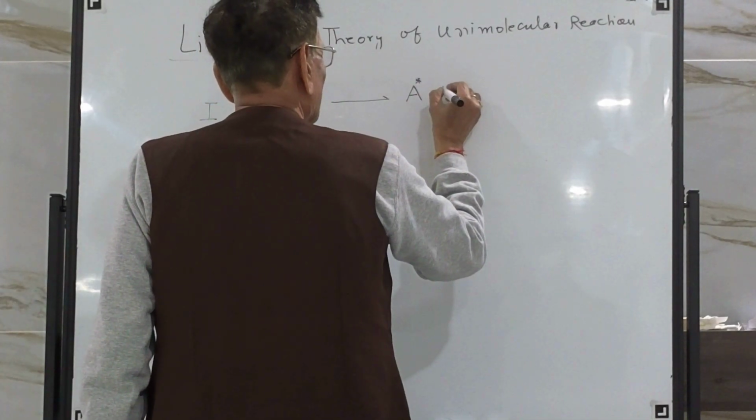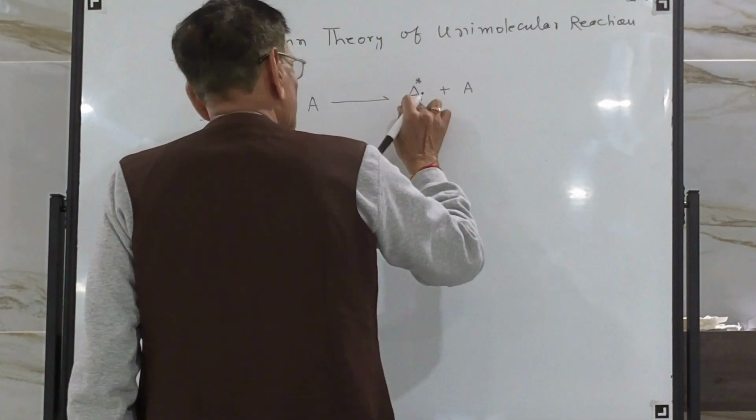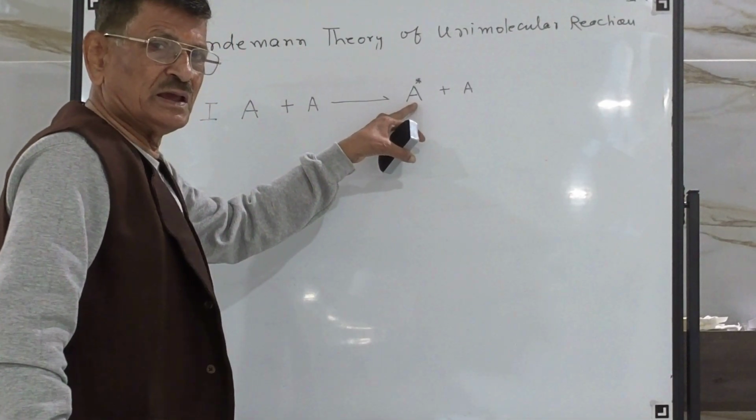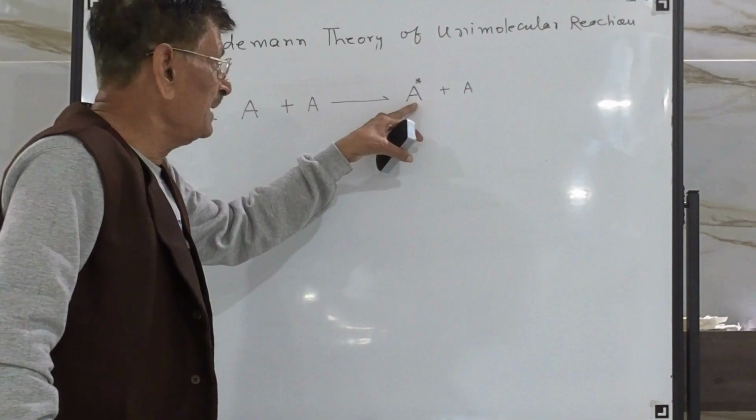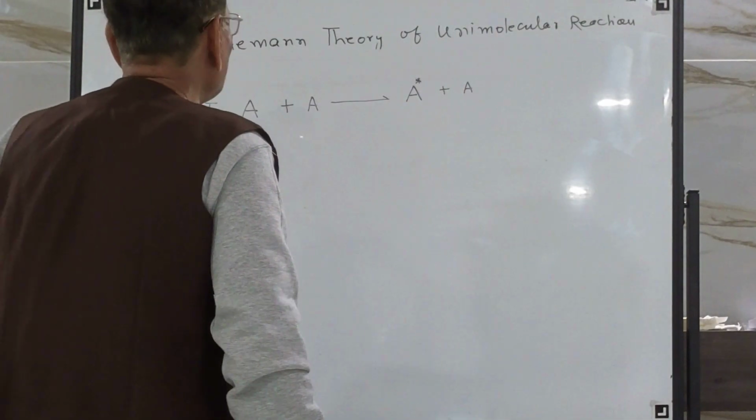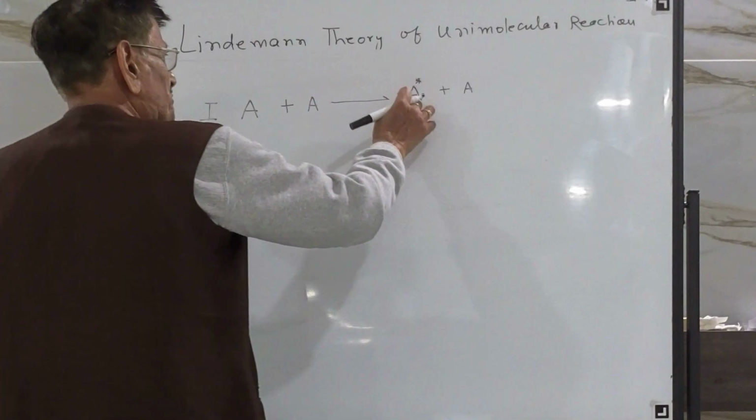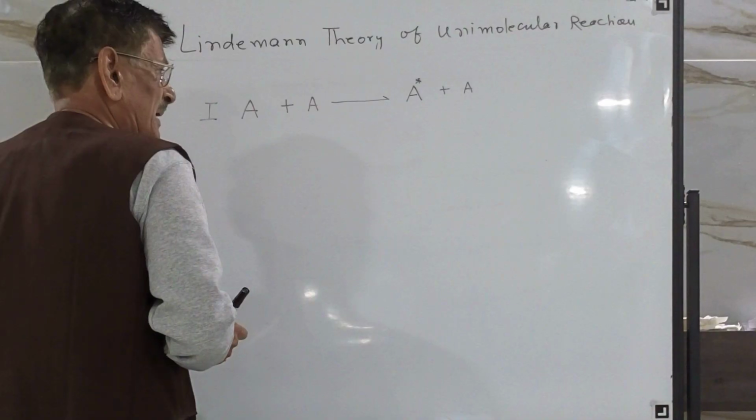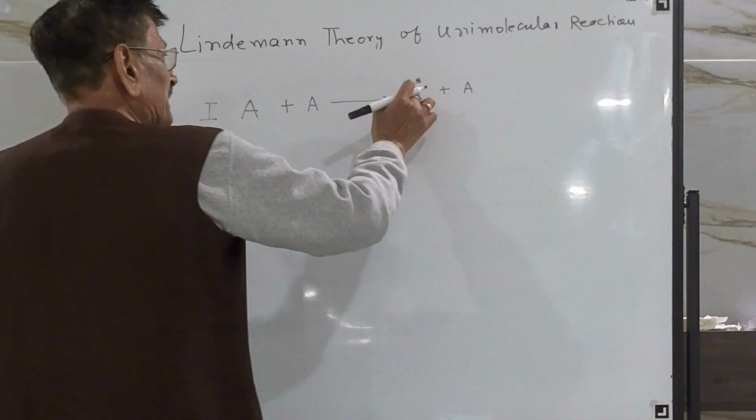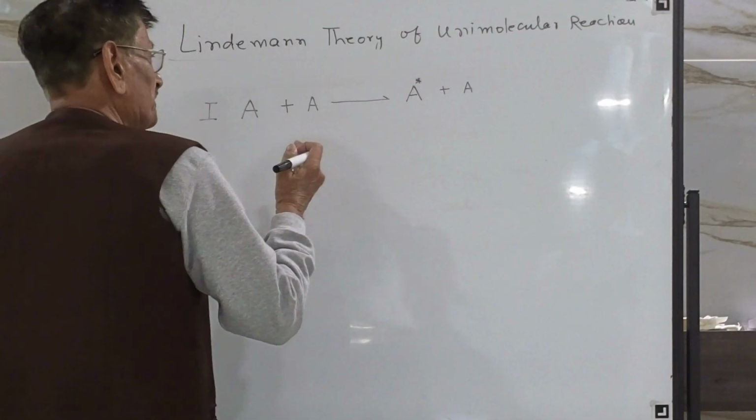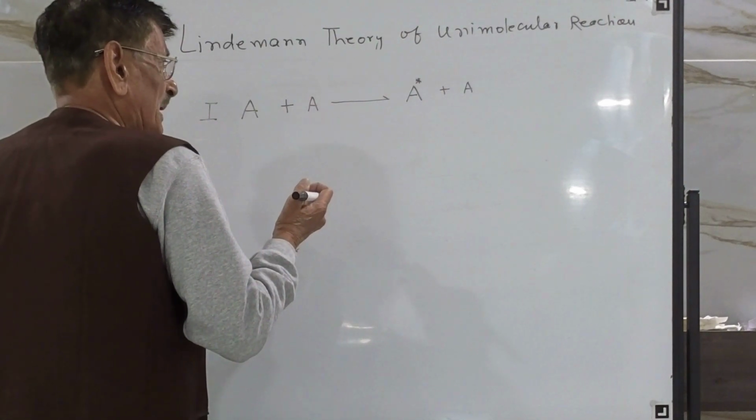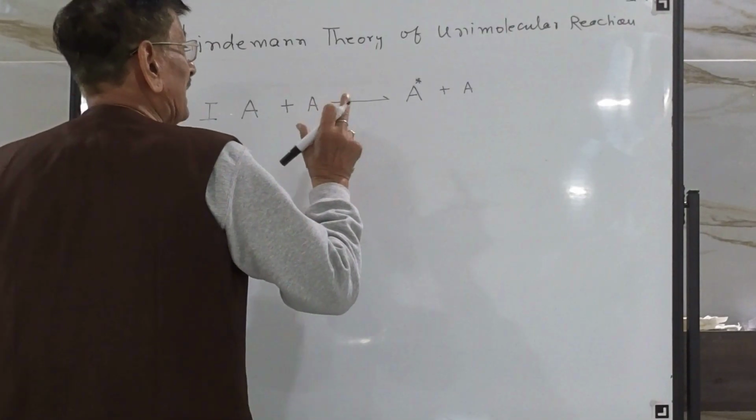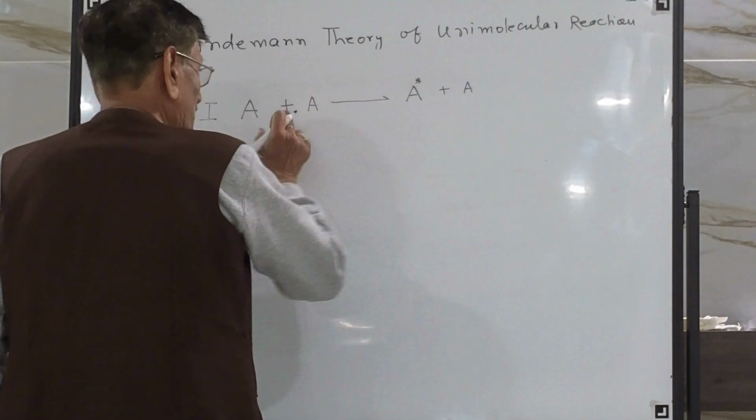Activated molecule plus A. Activated means a high energy molecule. This molecule has sufficient energy to convert into product. But according to Lindemann theory, this A star does not decompose into product then and there. Rather, it is staged for some time. In other words, there is a time lag between activation by collision.